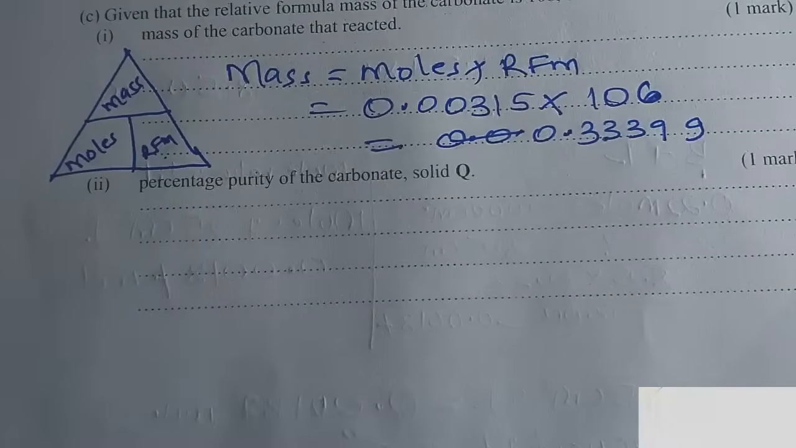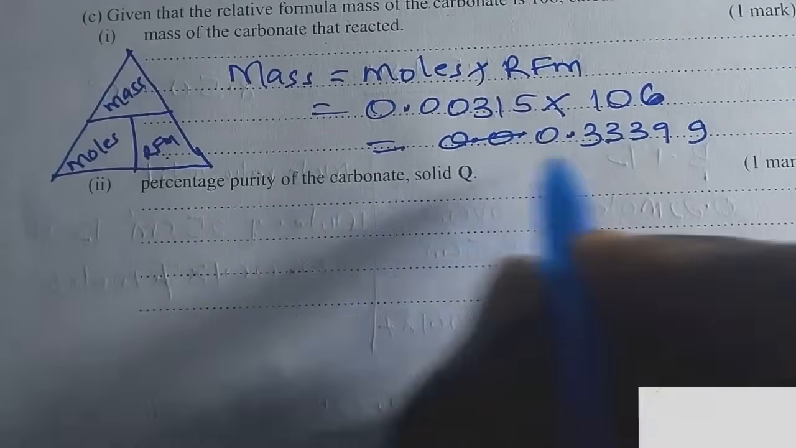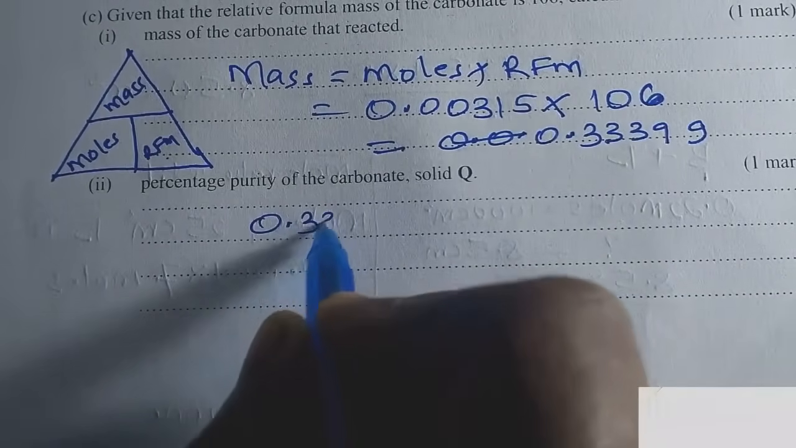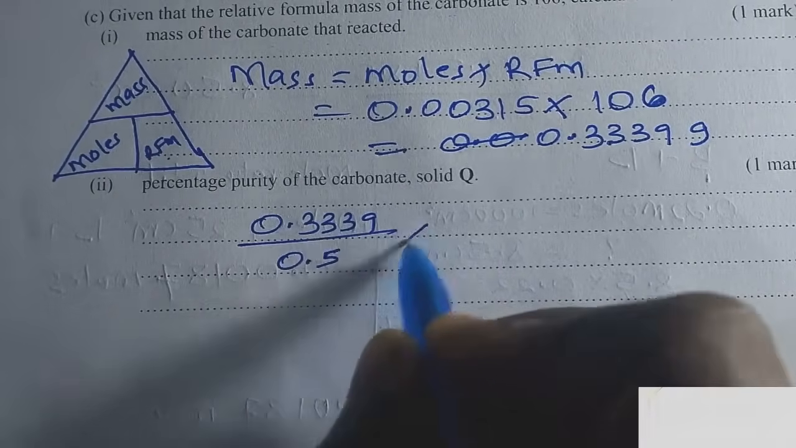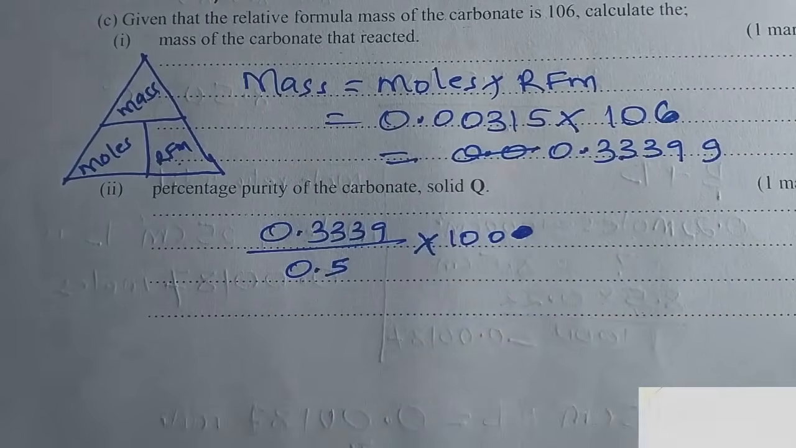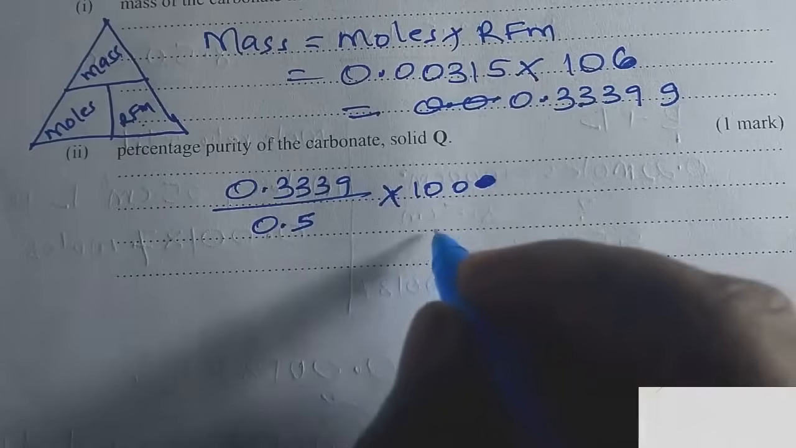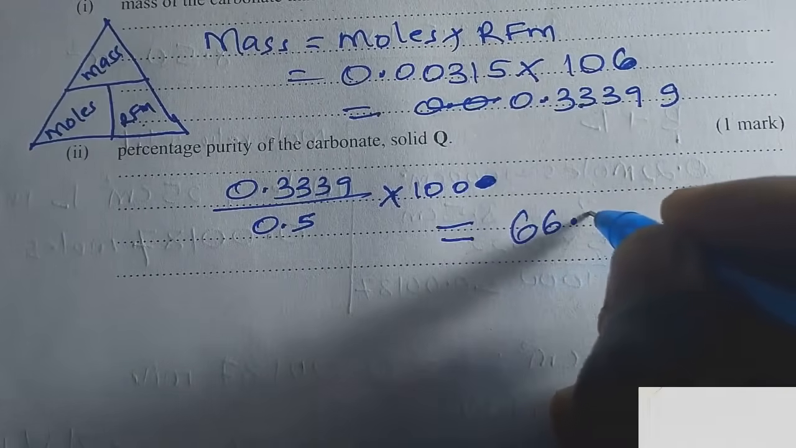So how do you calculate the percentage purity? It is the mass of the pure, 0.3339, over the total, 0.5. You multiply by 100. So this will give us 66.78%.